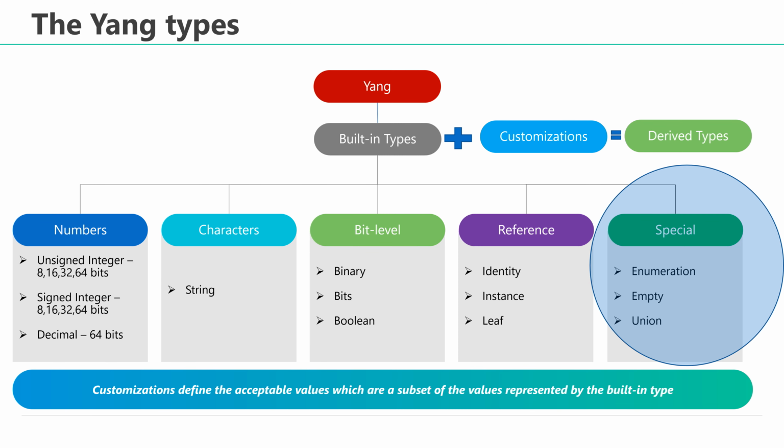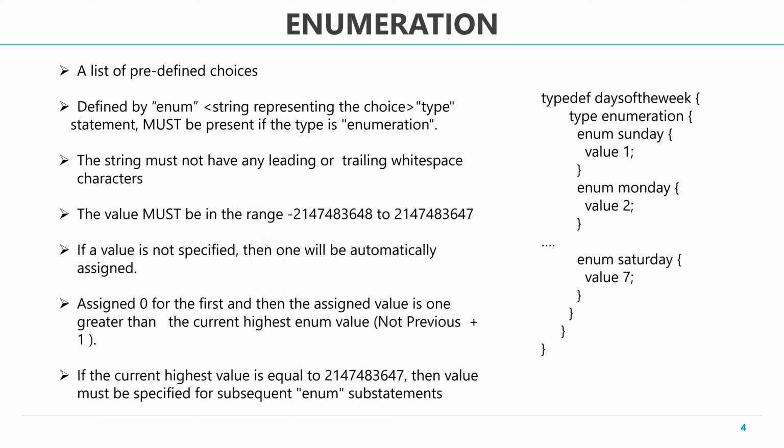As we have seen over the past few videos, we classified the Yang data types into several categories and we have covered the first four. We will now move on to the special category types. An enumeration is nothing but a predefined list of choices to choose from. This is commonly used in many data models. As you can see, it is defined by the statement enum, which is mentioning the choice which can be specified.